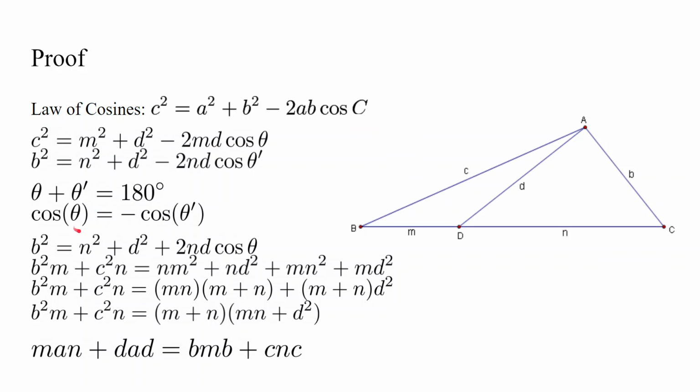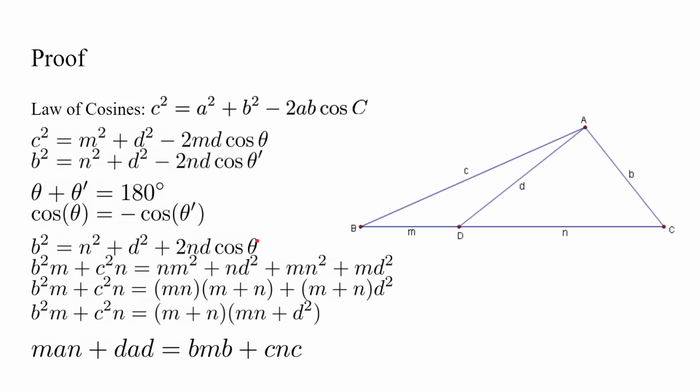Cosine of theta is equal to negative cosine of theta prime. That is because the angles are supplementary, you can prove that on a unit circle. Very easy to prove. Anyway, from this, we can define the second equation as plus 2nd cosine theta. Now we have both equations in terms of cosine theta.